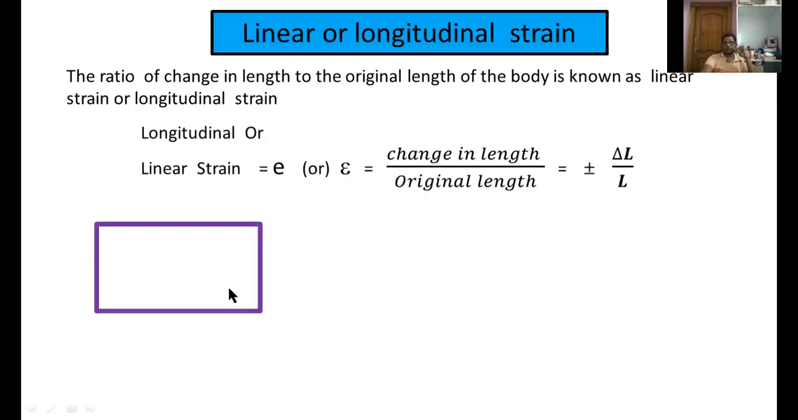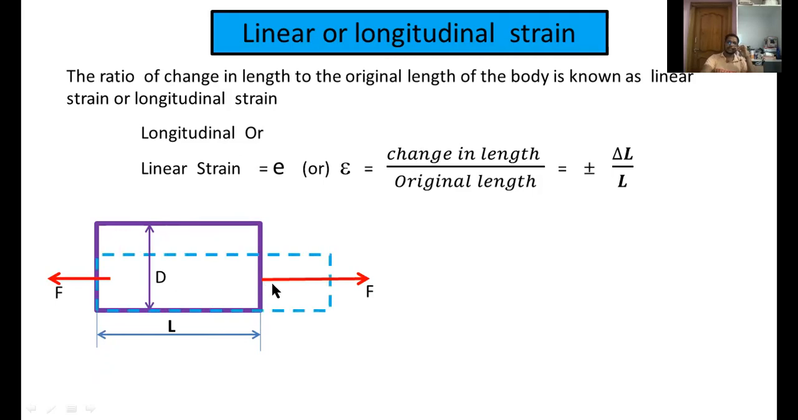Here this is the original size of a body. I consider a rectangular body having a diameter or height capital D and length L. These are the original dimensions of the bar. When we are applying tensile loads or compressive loads, here I am applying tensile loads, then the length of the bar increases, and the diameter of the bar decreases.